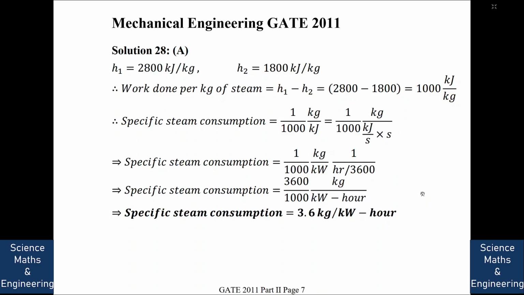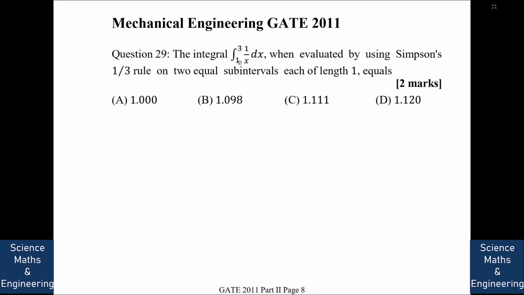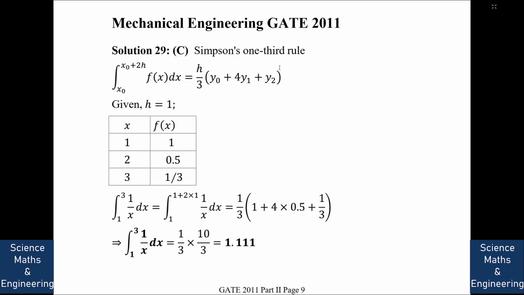So we'll go to the next question. The integration from 1 to 3 of 1 by x dx, when evaluated using Simpson's 1/3 rule on two equal subintervals each of length 1, equals. So this is a problem from numerical methods. Here we integrate from 1 to 3 and our subintervals are of length 1. So from 1 to 2 and from 2 to 3 we have two intervals. So the answer is C, which is 1.111.